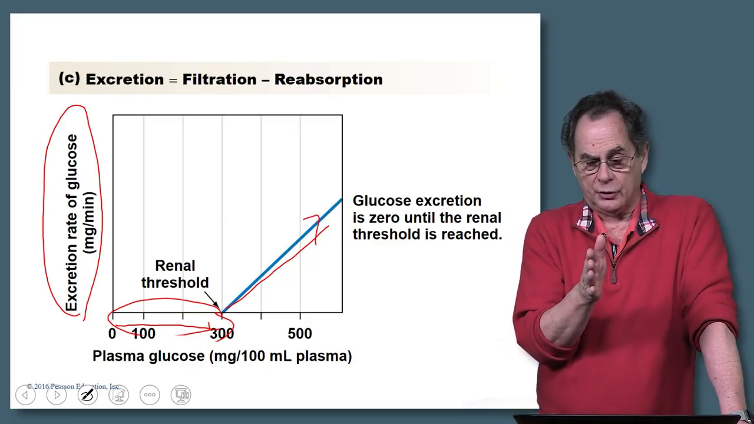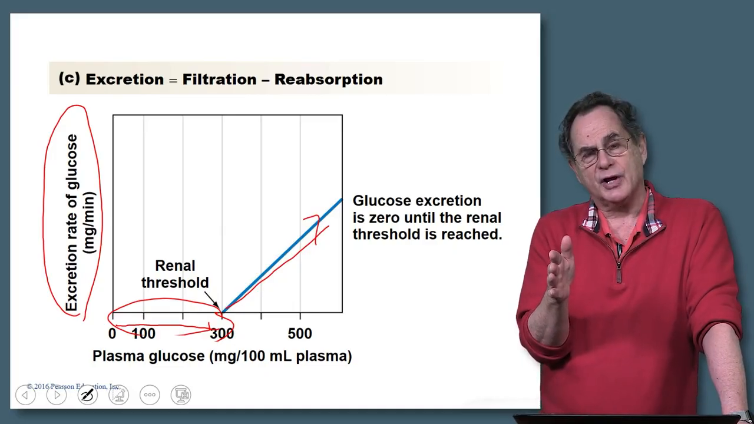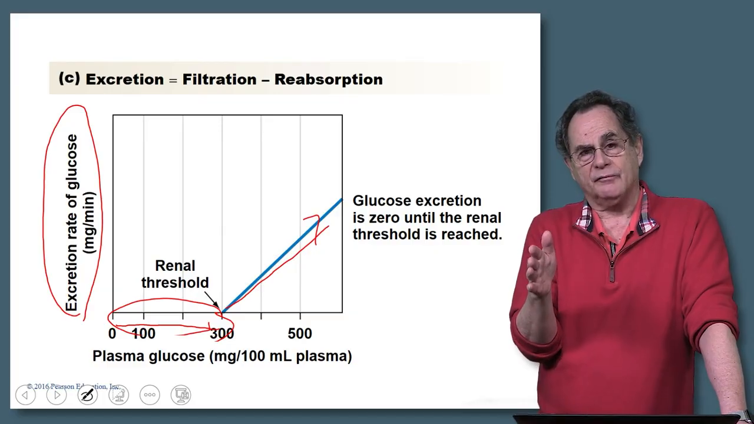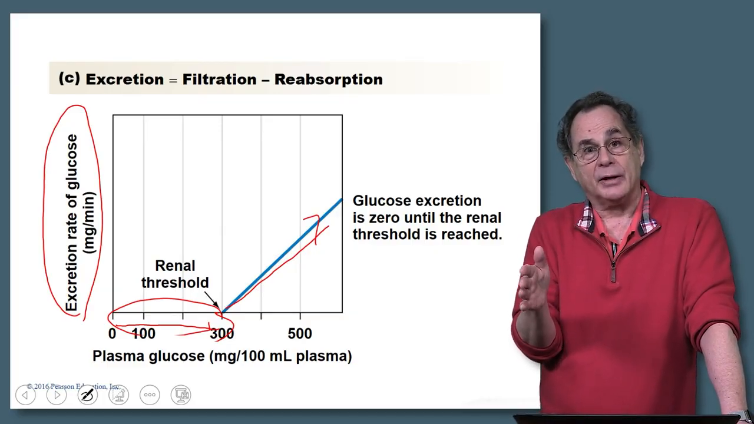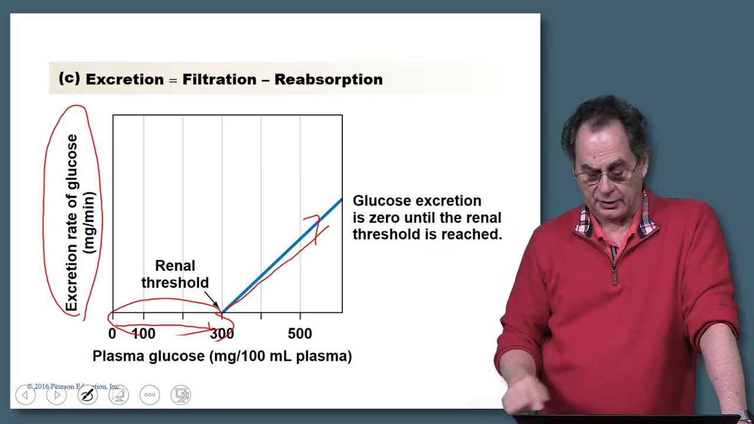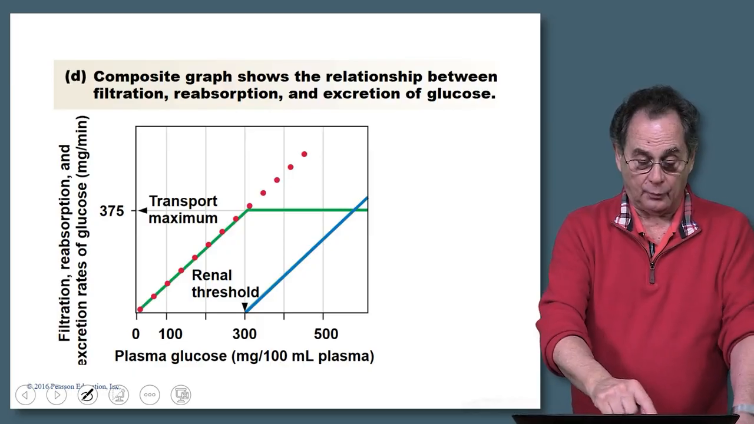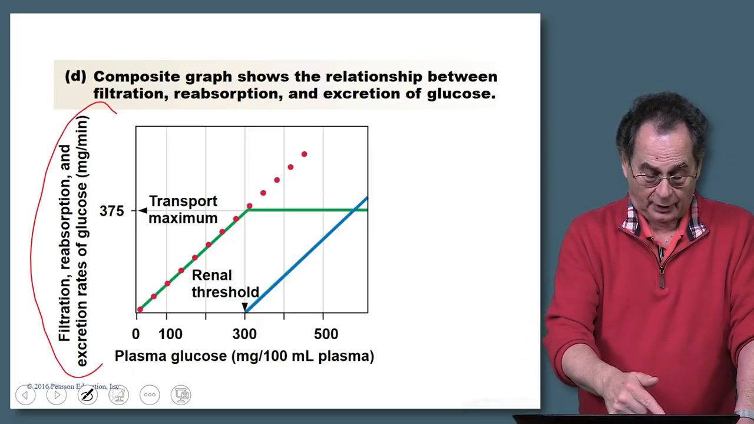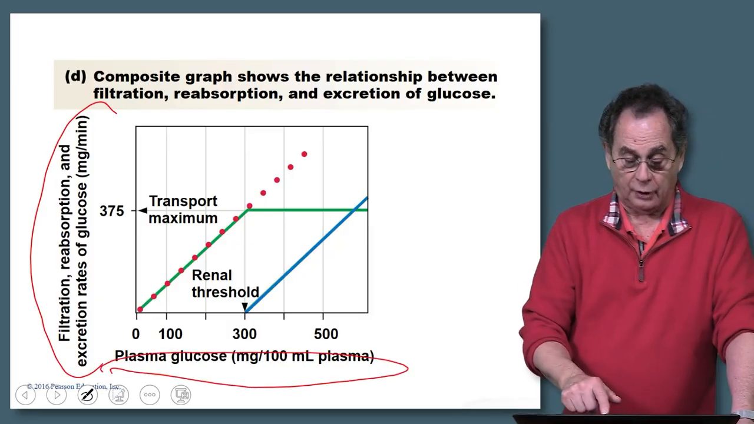So in someone whose blood glucose levels rise, the kidney is able to compensate by reabsorbing that glucose load until it reaches a point of maximal transport capacity. And at that point, glucose begins to spill into the urine. So this puts all three together. Here's the filtration, reabsorption, and excretion illustrated on the y-axis with the plasma glucose on the x-axis.